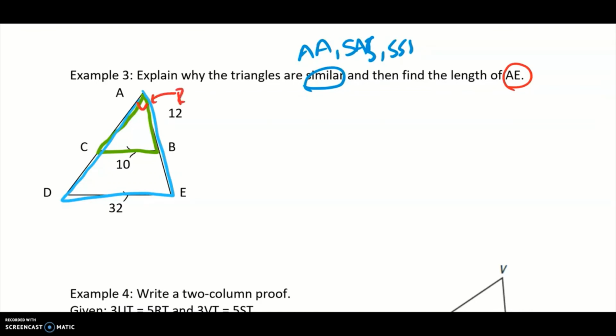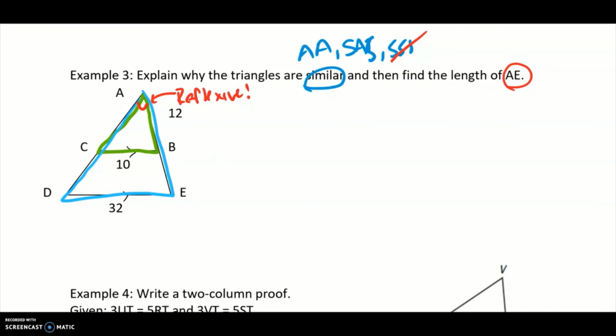So this is what we'll call a reflexive angle. So we have a reflexive angle which tells us one pair of angles is congruent, so we already know for sure SSS is out of the picture, right? So that's kind of nice. So then we just have angle-angle or SAS left to work with.